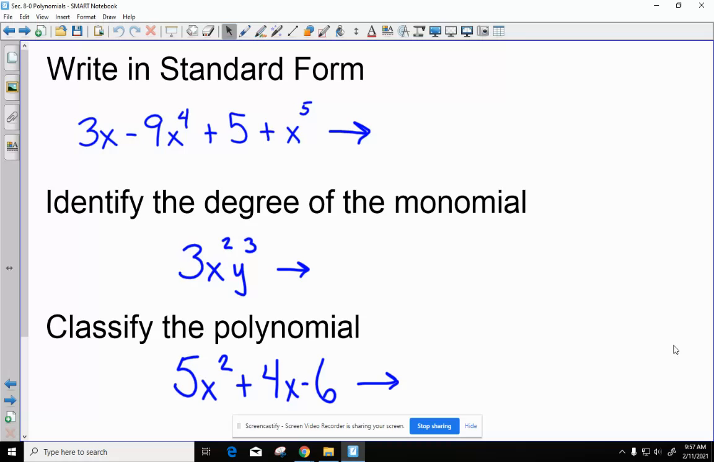And then lastly, to classify the polynomial. Well, prefix poly meaning not necessarily 5, but more than 1. Many what? Well, maybe. I don't know, that 5x squared looks like a number to me. Does it look like a number to you?